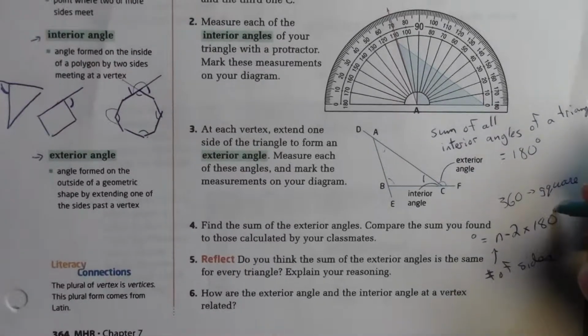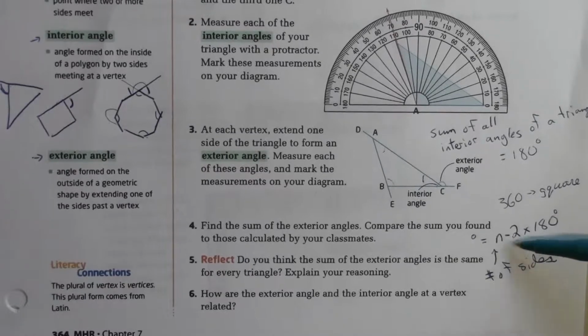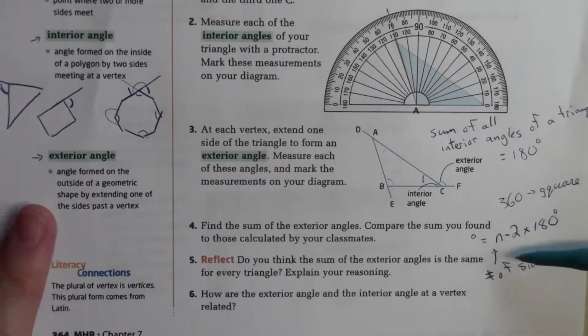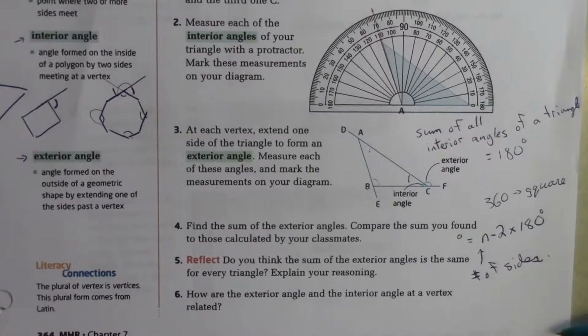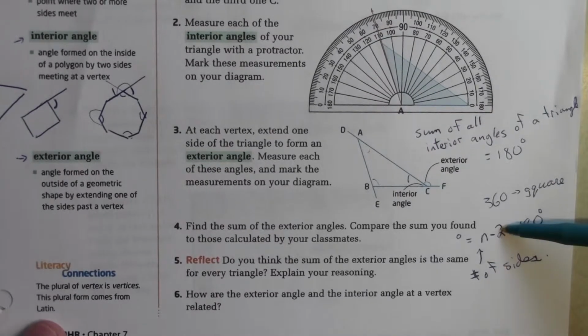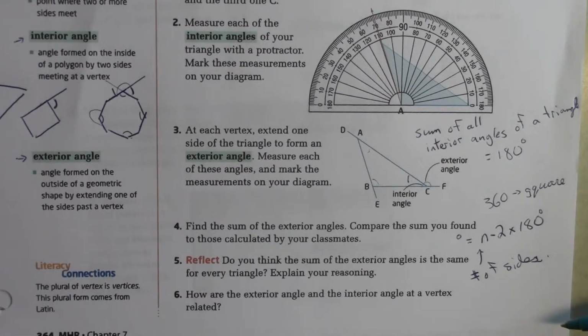So the interior angles add up to n minus 2 times 180. If we deal with a triangle, the number of sides is 3, minus 2 is 1, times 180 is 180. Number of sides of a square, 4 minus 2 times 180, is 360. Okay, so the pattern works.